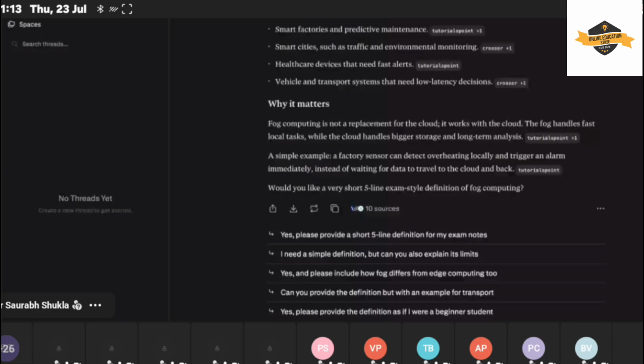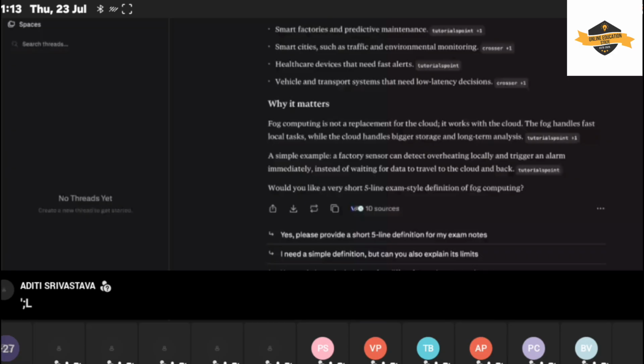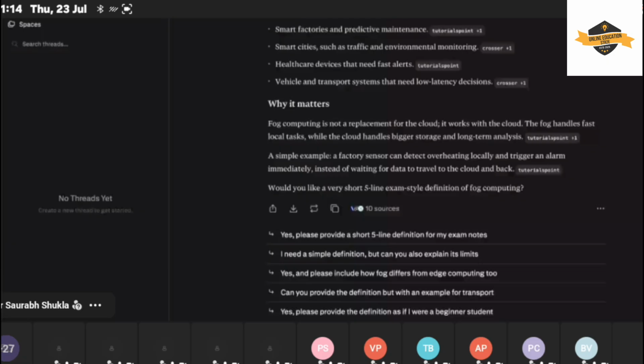Can you do deep research analysis on the uses of fog computing and show me some research papers also? With source.